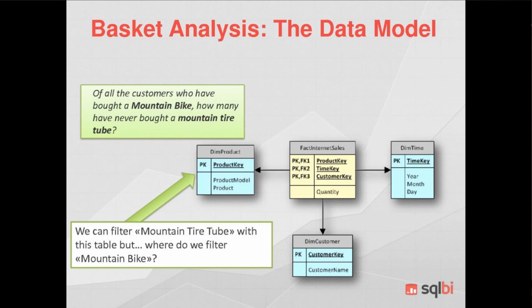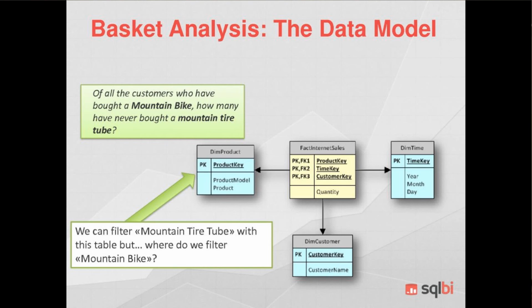Oh, let me skip the SQL part. SQL is boring. You have dim product. And remember, the question is, out of all the customers who bought a mountain bike, how many have never bought a mountain tire tube? I need to select two products, mountain bike and mountain tire tube. I can filter, for example, mountain tire tube here, but where do I filter mountain bike? I need two tables, two product tables, in order to put two different filters on the same data model.